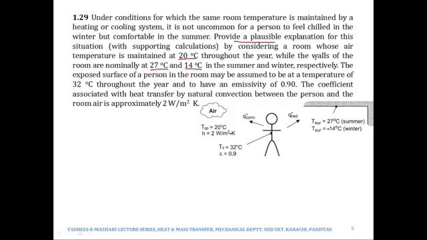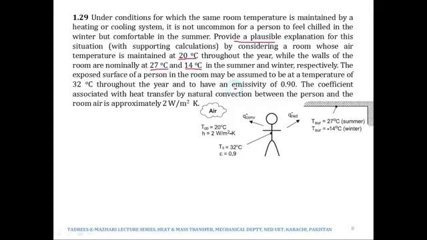See, it says while the walls of the room. So you should start thinking about the radiation heat transfer. It says while the walls of the room are nominally at 27 degrees Celsius in summer. Of course, the walls are at a higher temperature in summer and at a lower temperature in winter. The exposed surface of a person in the room may be assumed to be at a temperature of 32 degrees Celsius throughout the year, which is the normal temperature of a human body, and to have an emissivity of 0.9.